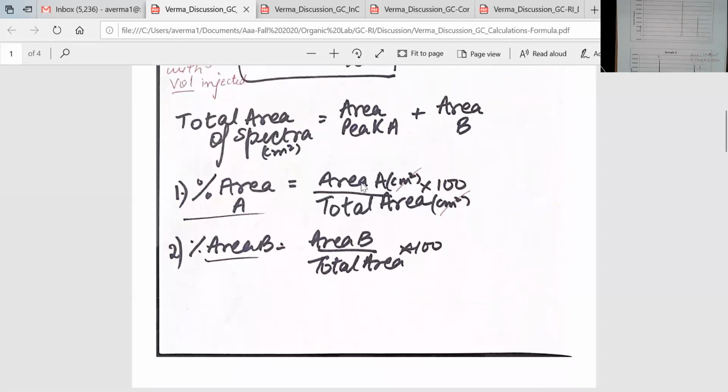So you will take the area of that particular peak, whose compound's percentage you want to figure out, and then divide by total area. Multiplying by 100 will give you percentage. So if you have three peaks, you will be using three areas. If you have two peaks, you will be only using peaks A and B, or whichever you want to label as your area.